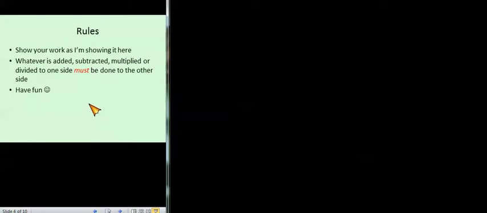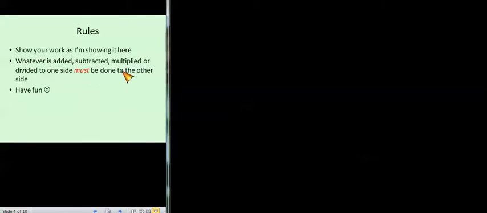Rules. This is important. Show your work as I'm showing it here. Yesterday, watching you guys simplify numerical expressions, you get how to show your work. All right? A golden rule.